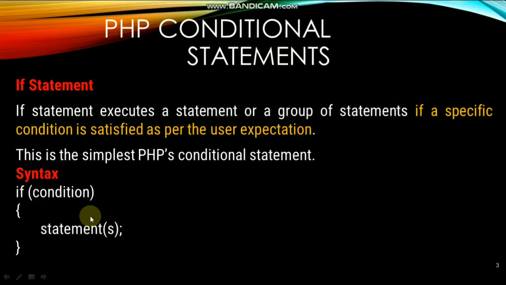First of all, we are going to see the if statement. The if statement executes a statement or a group of statements if a specific condition is satisfied as per the user expectation. You can underline this line in your textbook from here. This is the syntax for the if statement: if, within brackets, the condition. If this condition is true, the statement will be executed. If the condition is false, none of the statements will be executed, and it will go out of the loop.